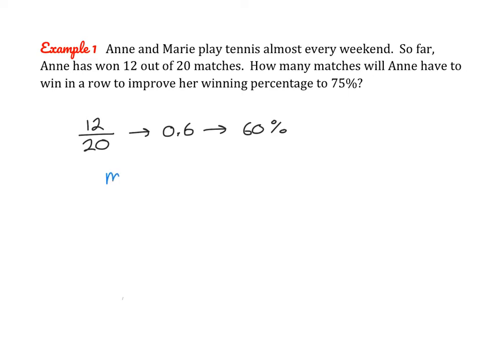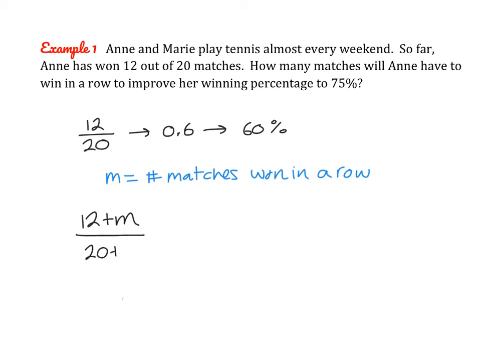So I'll say that M equals number of matches won in a row. So if she is winning those number of matches, this number is going to increase by M, so it'll be 12 plus M. So now this is how many matches she has won, and not only does the number of matches she's won go up, but the number of matches she's played total will also go up by that same amount. So over 20 plus M.